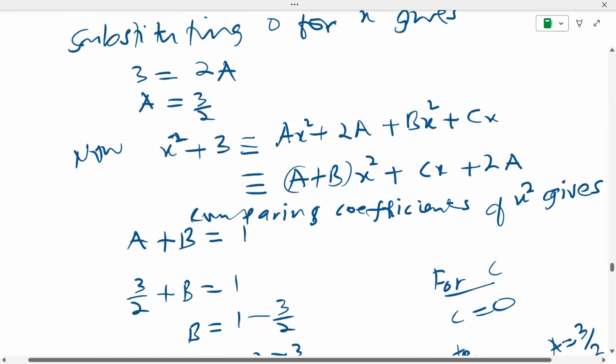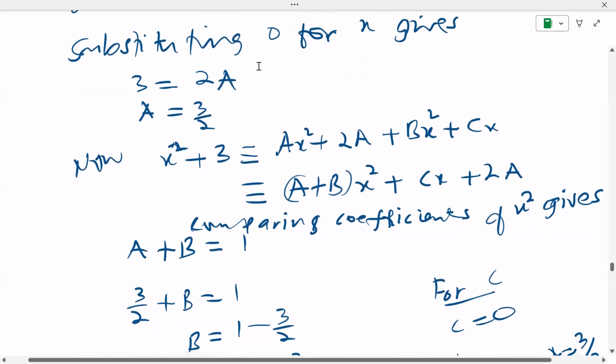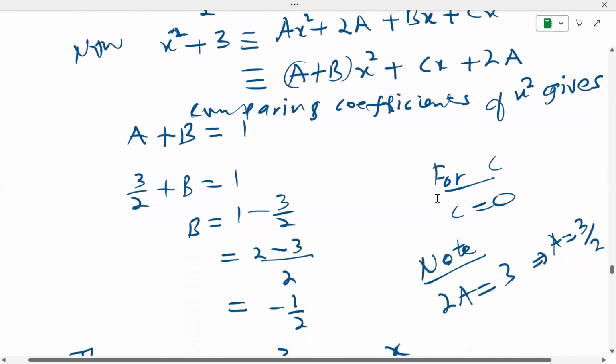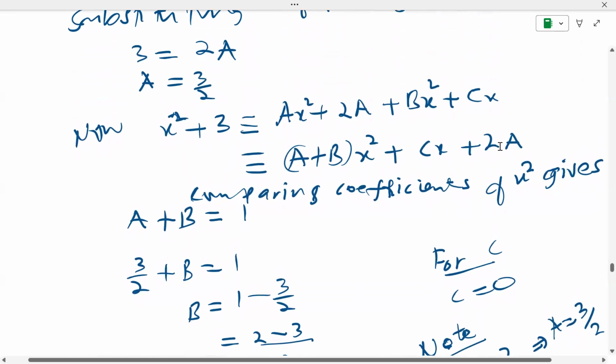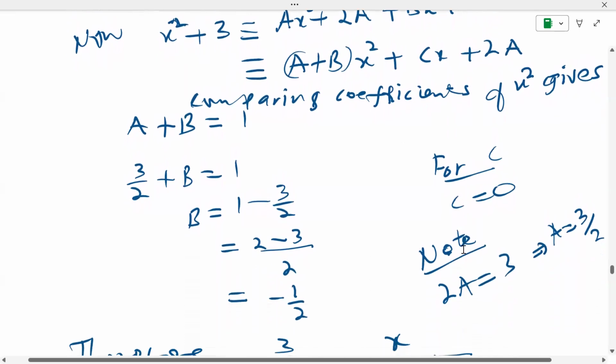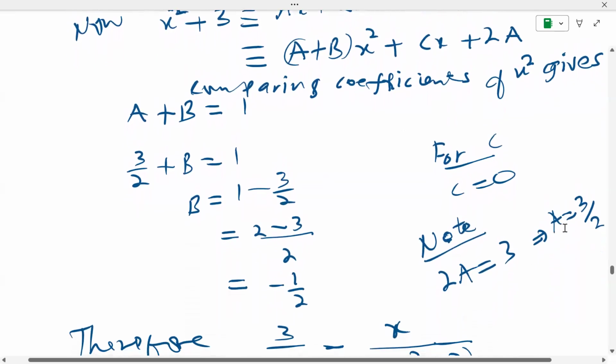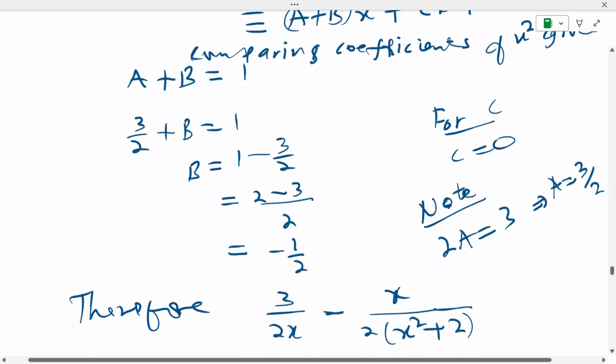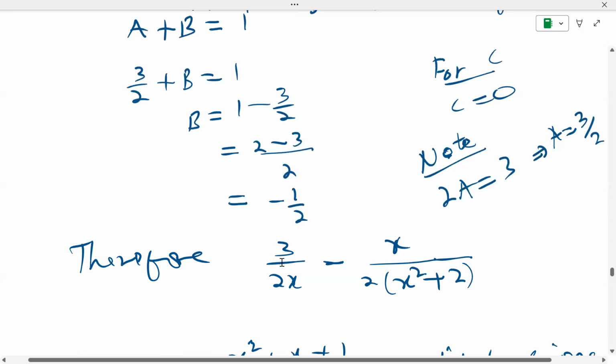And also, we computed our A by substituting 0 for x, but we can also look at the constant. 2A on the right-hand side will be equal to 3, which is also a constant. So our A will be 3 on 2, right? So we can use any of them to compute our A. With that established, we now come to the question, and then we finish everything.